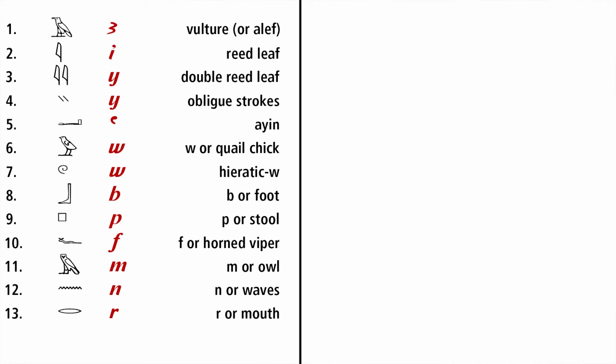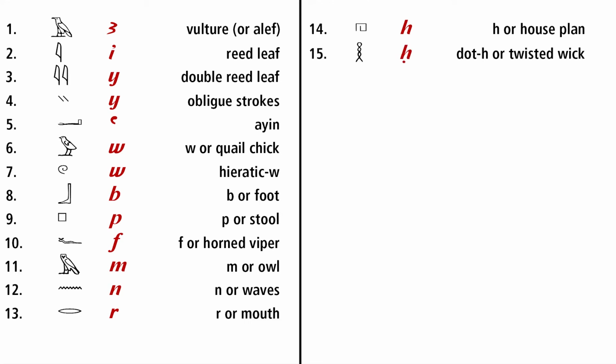And then we have the four h's. The house plan or h, which is a soft h as in hand. Then we've got the dot h, or twisted wick, which is a hard h sound. And then we've got the round h, which is a k as in lock. And then the flat h, or animal belly and tail, which has a ha sound with more breath in it, so it's like the ka of the round h, but ha.